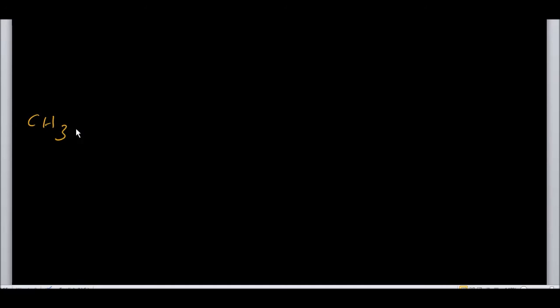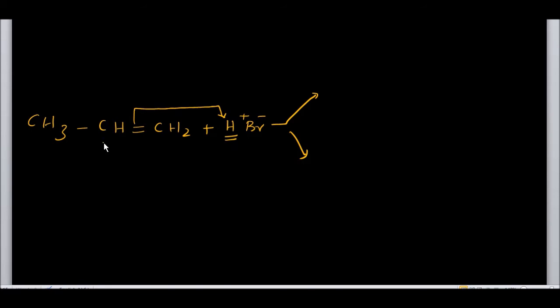Let us just recall the formula for propene, what we mentioned earlier: CH3, CH, double bond, CH2. To that we are adding HBr, H plus and Br minus. There are two chances. The chance one, the pi electrons are given to this hydrogen, which means this hydrogen plus is added to this particular carbon atom. If you add like that, you can have CH3, CH2 plus. This is the carbocation obtained, primary carbocation.